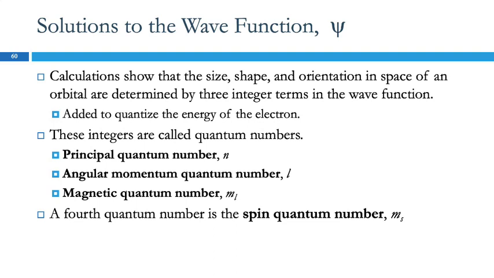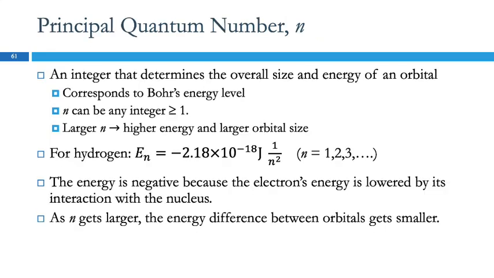Those integers are called quantum numbers. The principal quantum number is given the symbol n. The angular momentum quantum number has the symbol L. The magnetic quantum number has the symbol m sub L. Then there's a 4th one that's not actually an integer, and it's called the spin quantum number, m sub s. We'll be talking about all of those. So let's start with the first one, the principal quantum number.